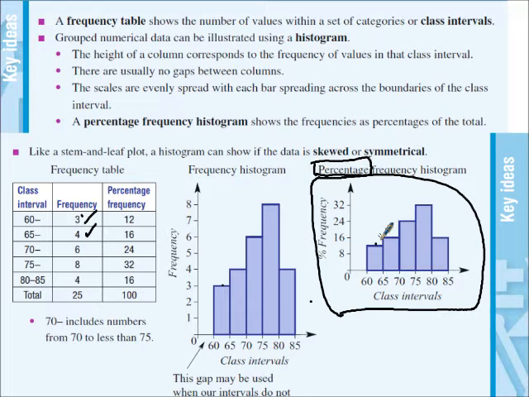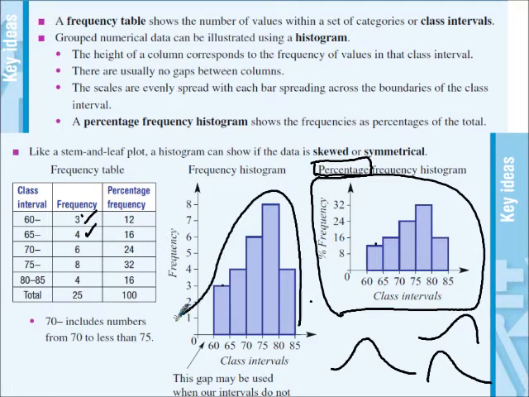Another thing that we often do with a histogram is make a comment about whether our data is skewed or symmetrical. You remember from our discussion of stem and leaf plots that a symmetrical distribution usually looks like that, and a skewed distribution will either look like that or like that. I think we've got a skewed distribution here, because there are far more people in the top end.